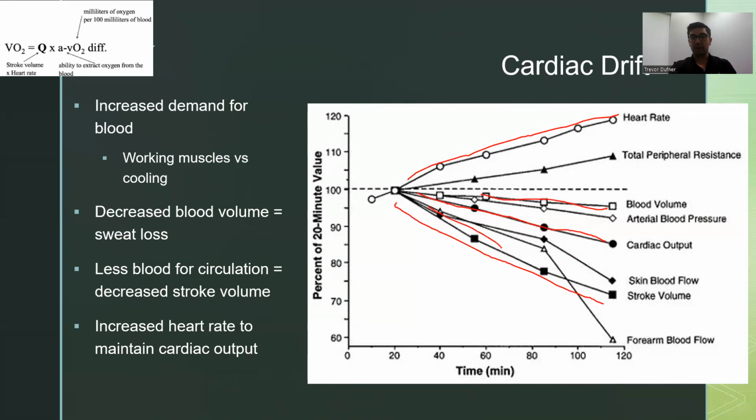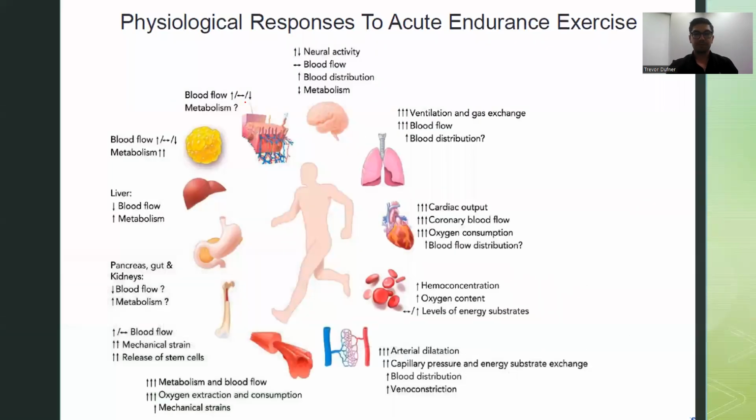Skin blood flow is going down because you're dehydrated, which means you're having an increased body temperature, which is also leading to fatigue. Cardiac drift is essentially the phenomenon in which, while you are exercising, your cardiac system becomes more inefficient over time.